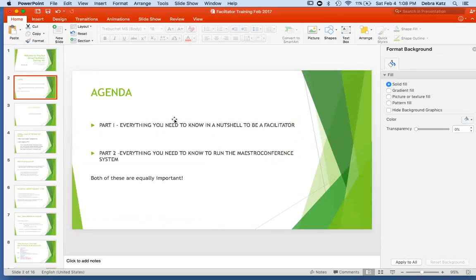And today's agenda: I'm planning we'll go for about 2 hours. The first part is everything you need to know to be a facilitator. And then part 2 is actually running the system, the mechanics of the system.